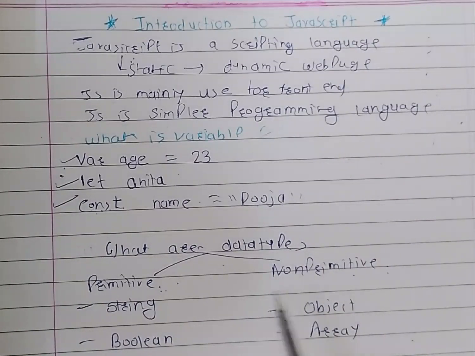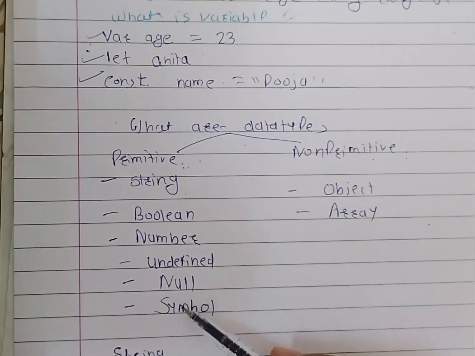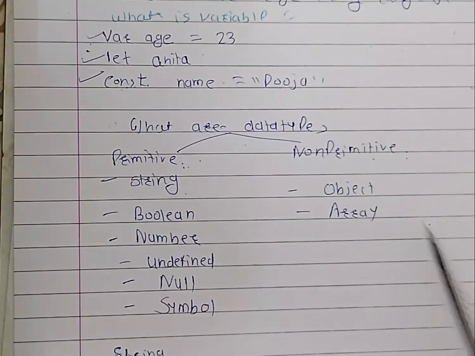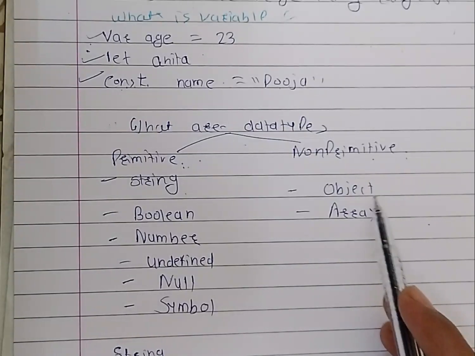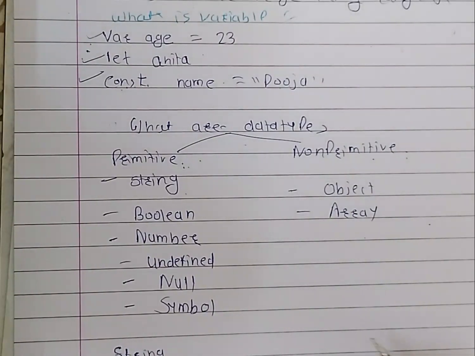There are mainly six data types in primitive data types: string, boolean, number, undefined, null and symbol. And non-primitive data types include object and array. So we will see all the data types with examples one by one.